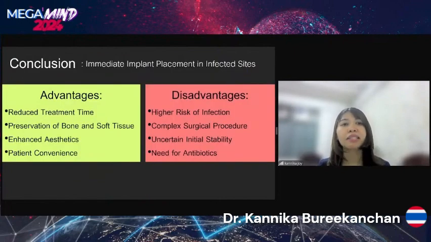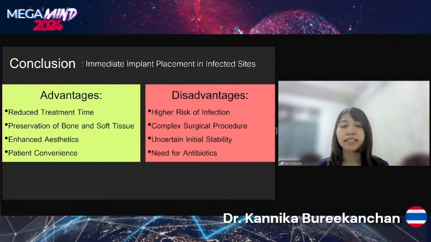Conclusion: immediate implant placement in an infected site. Advantages. 1. Reduced treatment time. Combine extraction and implant placement in one visit. 2. Preservation of bone and soft tissue, maintaining alveolar ridge and gingival architecture. 3. Enhanced aesthetics. Immediate implant placement can lead to a better aesthetic outcome. And 4. Patient convenience. Fewer surgical procedures and shorter overall treatment duration.